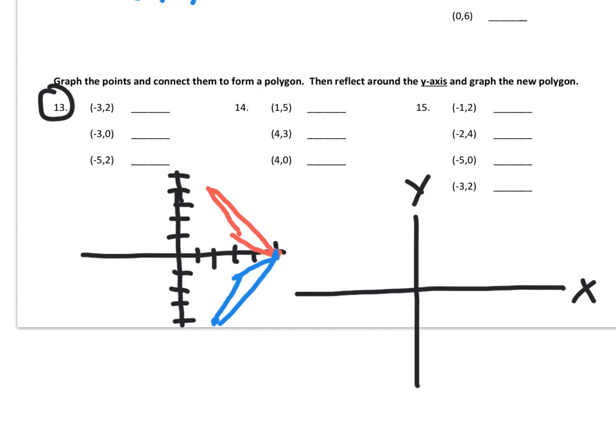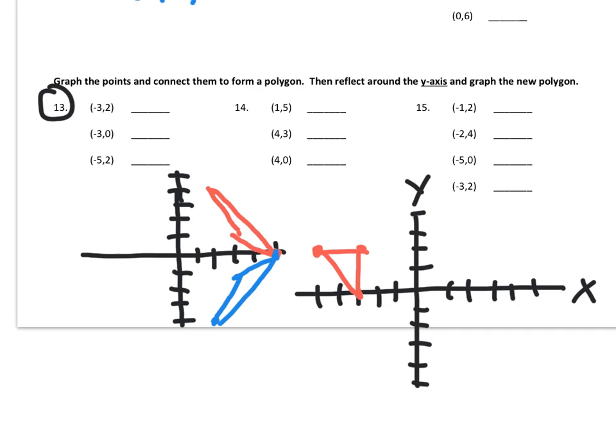Y, X. Alright, so 1, 2, 3, 4, 5. It's a decent graph right there. Let's plot our points. -3, 2 is right here. -3, 0 is right here. And -5, 2 is right here. If we connect the points, our triangle looks like this.